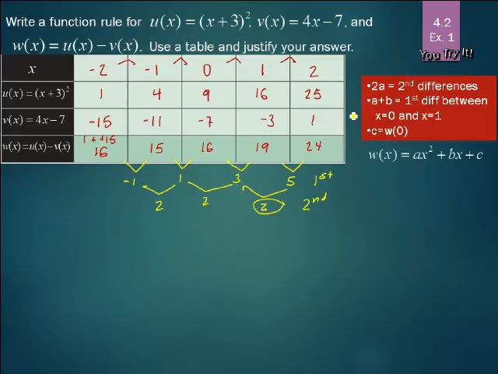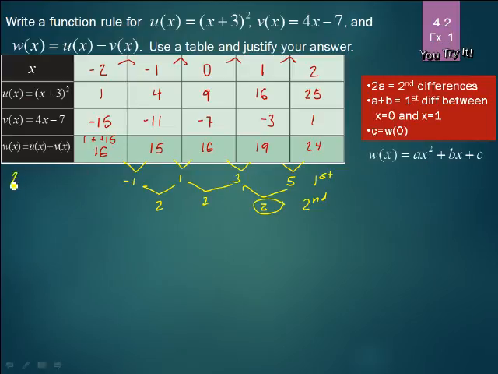So we know that 2a will equal the second difference, a plus b equals the first difference between x equals 0 and x equals 1, and c equals w of 0, or the y-coordinate of the y-intercept. And then our standard form is w of x equals ax squared plus bx plus c. And we need to find a, b, and c. So let's start by finding a.